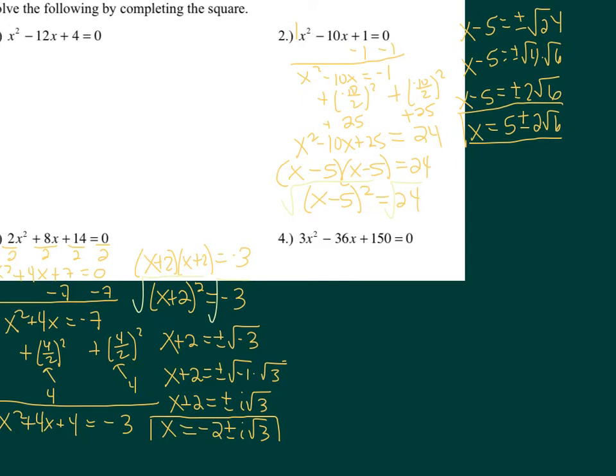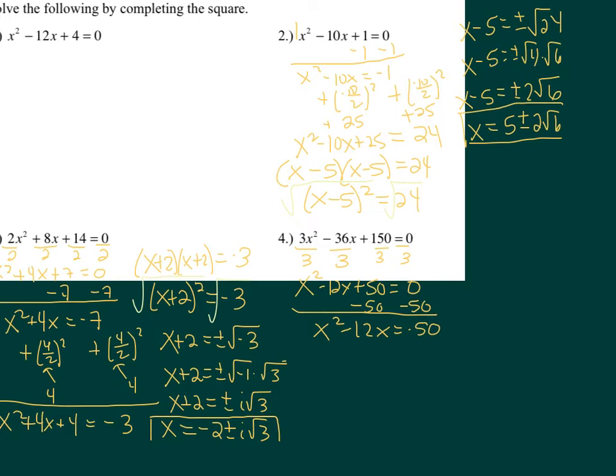Okay, so example 4. We have an a value of 3. So again, we'll start by dividing every term by 3. So we'll have x squared minus 12x plus 50 is equal to 0. Next step is to move the constant to the right-hand side. So we have x squared minus 12x equals negative 50.